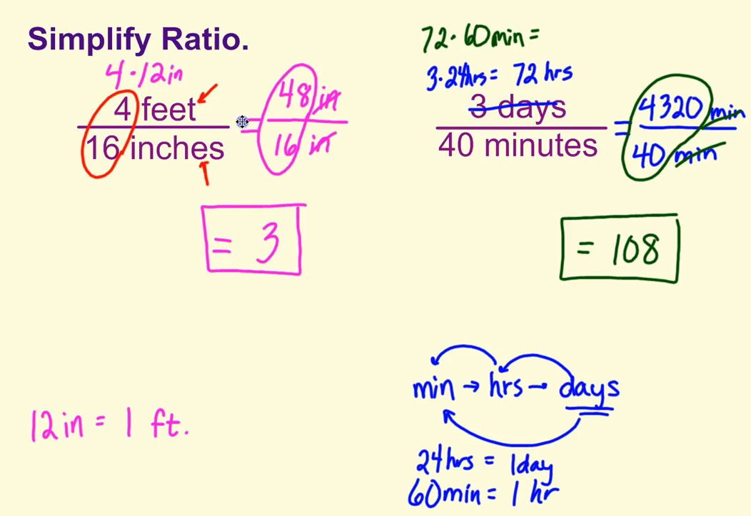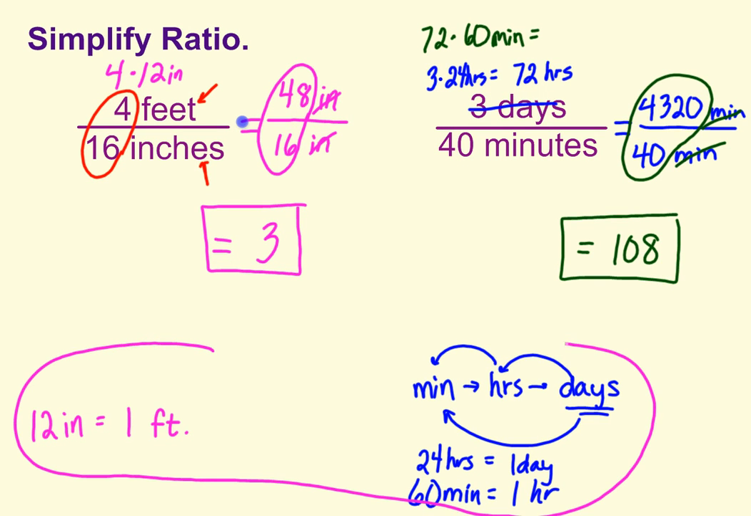So on these, again, keep your smaller unit and convert the big unit into the smaller unit. And think about these common ratios that we know, that we have in our notes, that will help us do that.